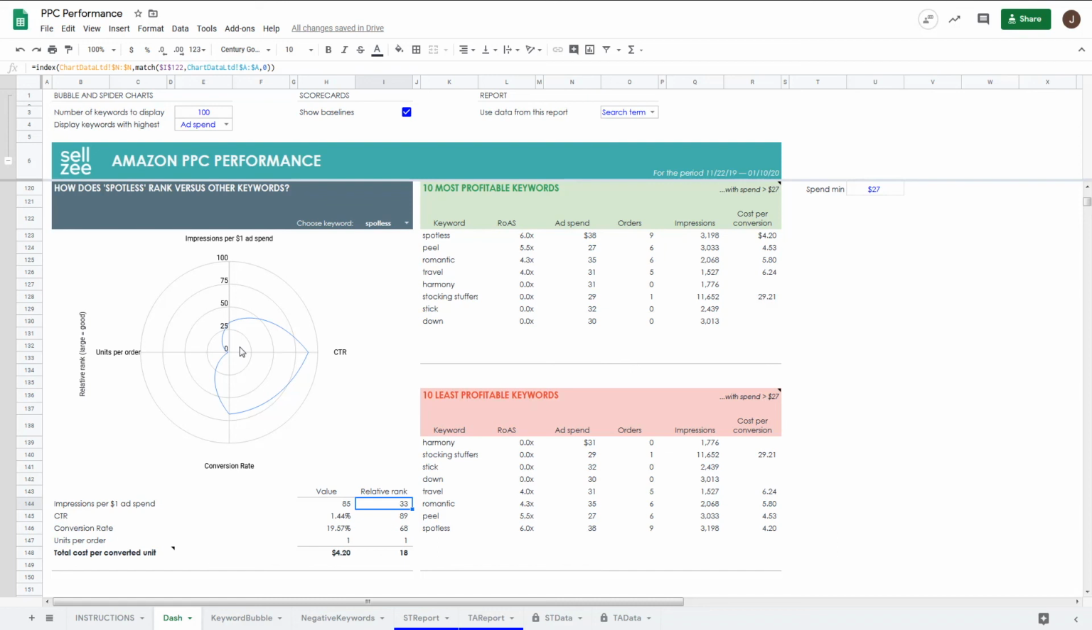Now, the same exercise applies to the 10 least profitable keywords down here in the red. You can dissect each one of these in the radar chart to diagnose your problem and then start hypothesizing about potential actions you can take to improve the situation. Now, naturally, the ones in this table are probably going to have more problems or more work for you to do in terms of turning them around than the ones in the green table.